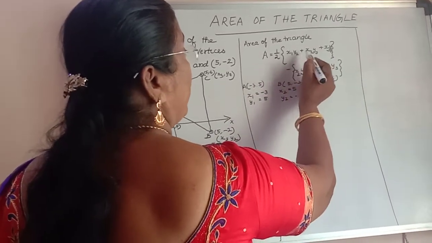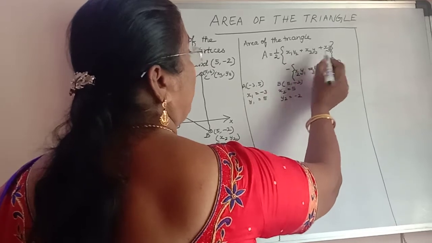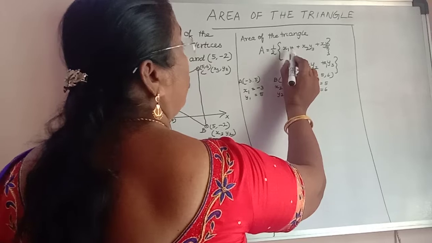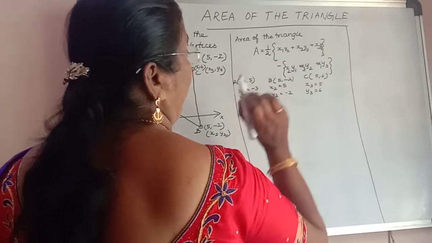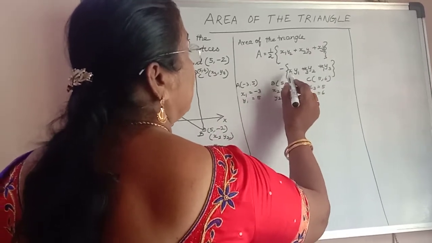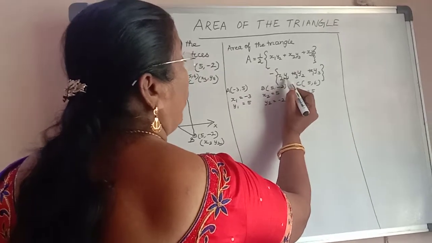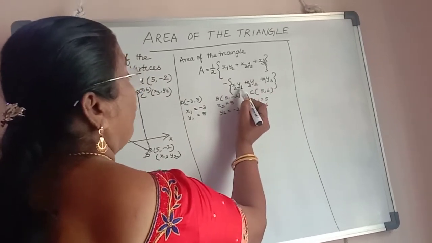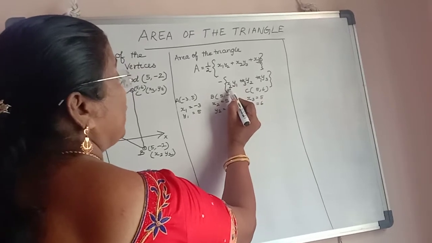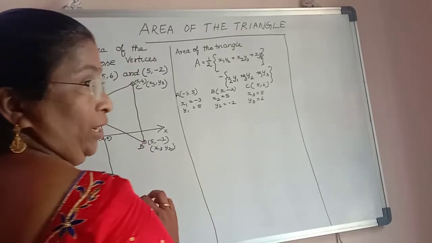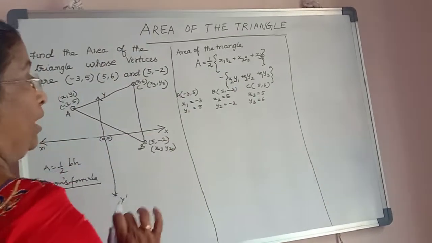First you write x1, x2, x3 with plus in between. Then after x1, your y value will be y2, so y2, y3, and next is your y1. Similarly minus, and you must be sure you have a minus sign here. Next you write y1, y2, y3. After y1, your x value is x2, so x2, x3, then after x3 you go to your x1. So we have arrived at this formula like this.